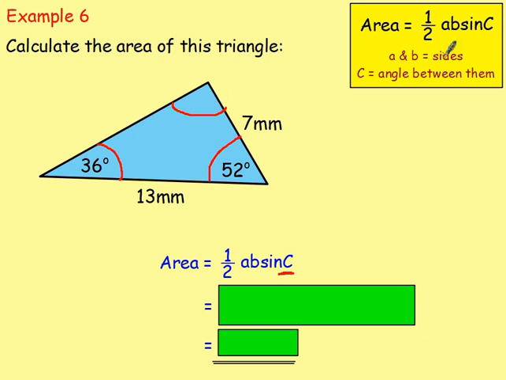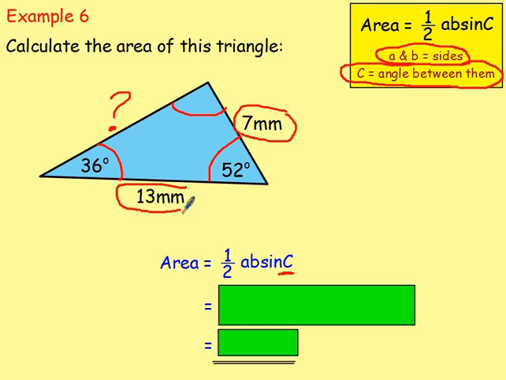What you need to do if you think about using a half AB sine C, A and B are going to be the sides, but C is the angle between those two sides. And if we're thinking about the sides, well, this side we don't actually know. But we know this side and we know this side, meaning then that these two sides would have to be A and B. And as I always say, it doesn't matter which way around you have A and B.